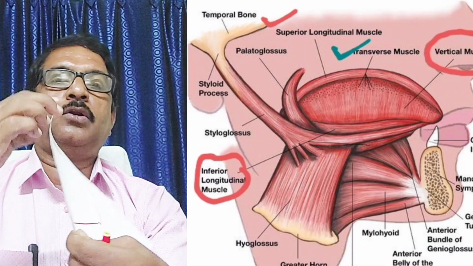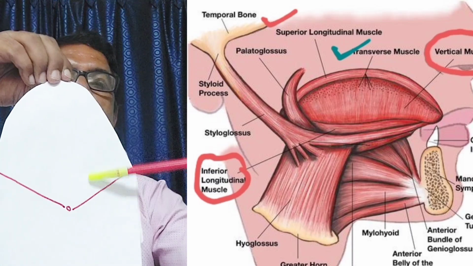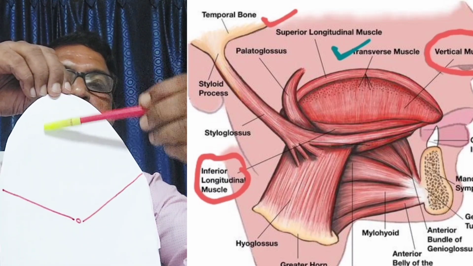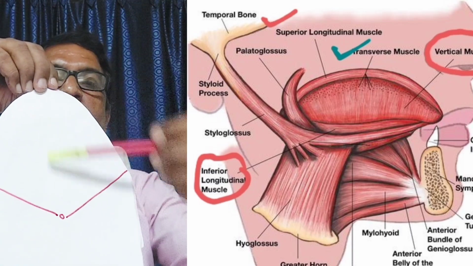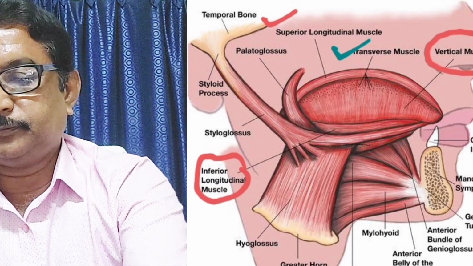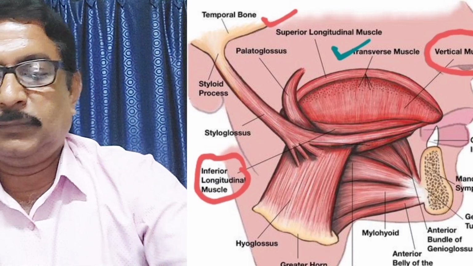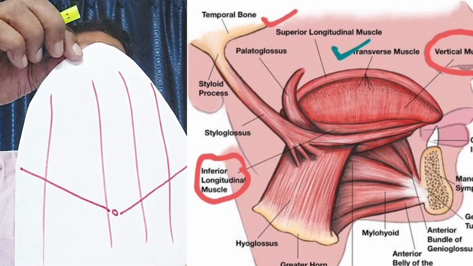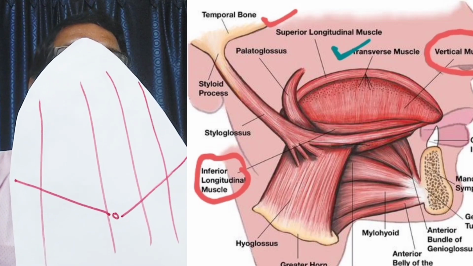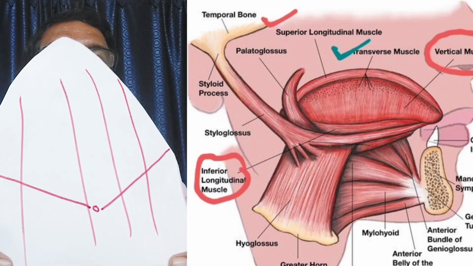Let us discuss. Suppose this is the tongue. This is anterior two-third, posterior one-third. This is sulcus terminalis and it is the foramen caecum. So if I draw the superior longitudinal muscles, they are oriented toward the superior surface like this. Yes, all these muscles are superior longitudinal muscles which are close to the superior surface.